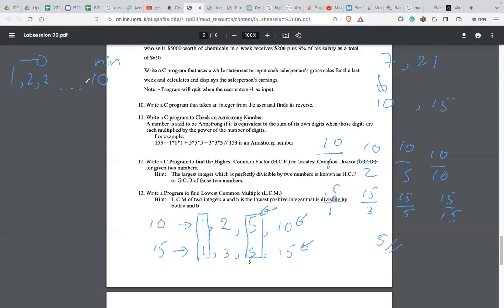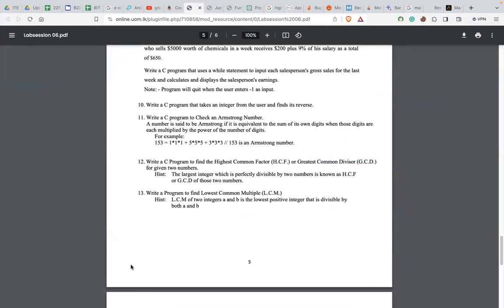Okay, start from 1 until the minimum value. Try to divide both of the numbers. If it is divisible, that means that is the highest common factor. You have to go up to the, if the values are 10 and 15, go up to the 10. Then highest common factor should be whatever the value in between, if it is perfectly divisible. Okay, now I think you guys have a proper idea of how to find the highest common factor.